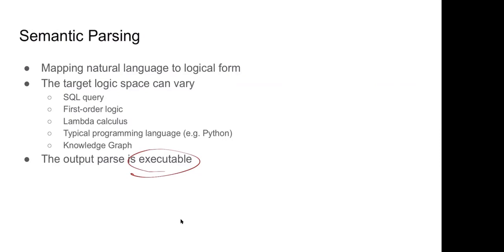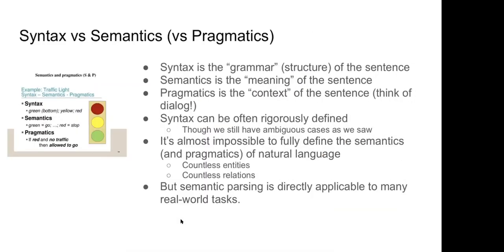And when something is executable, what it means is that the meaning of the sentence is fully defined in that target space, because otherwise you cannot execute it. An executable program has everything fully defined formally. So that's exactly the point of semantic parsing, because you have a machine that understands, for instance, SQL queries or some complex logic or programming language, but your input side is natural language by humans. In that case, you want to be able to map the natural language to the logical form so that the machine can execute it. So I'll give you a few examples, but let's first compare the differences between syntax and semantics.